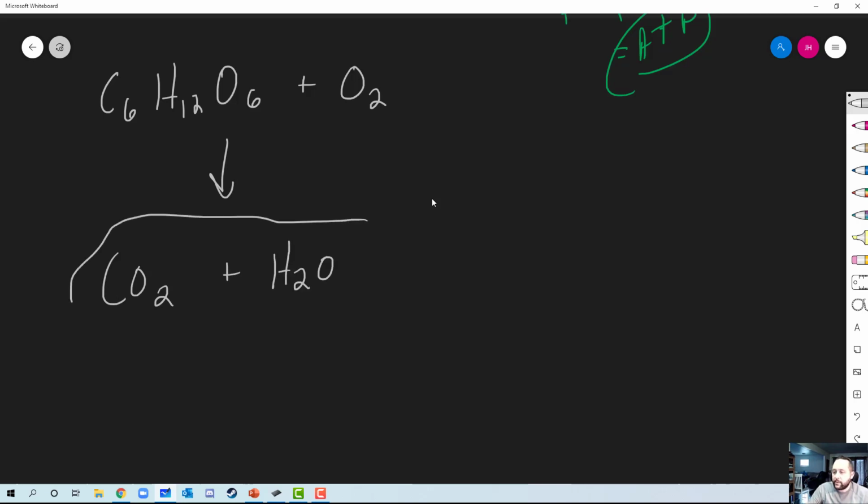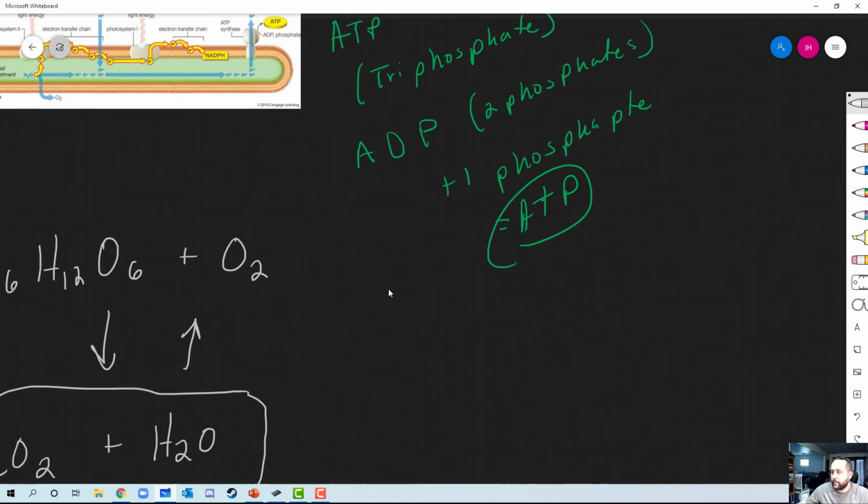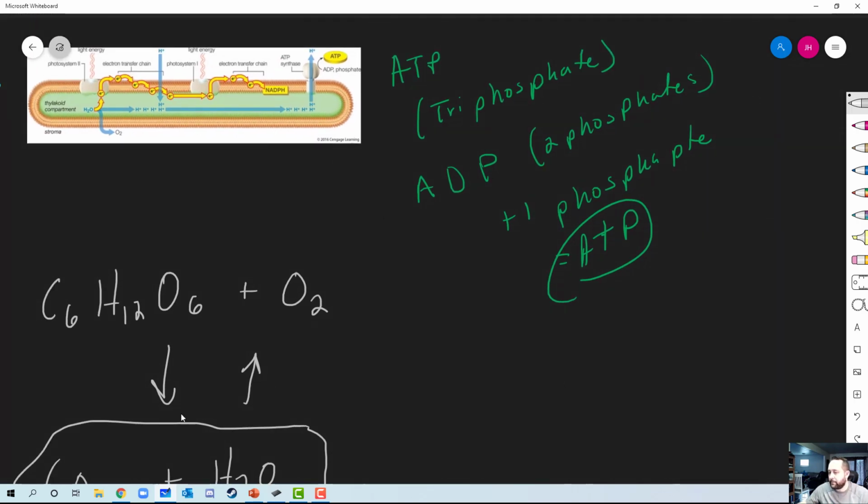Okay, so this is the chemical equation for photosynthesis right here. And when you put those together, you get glucose, or starch, or sugar, and oxygen as a byproduct. Okay, we're talking about how that's done up here.